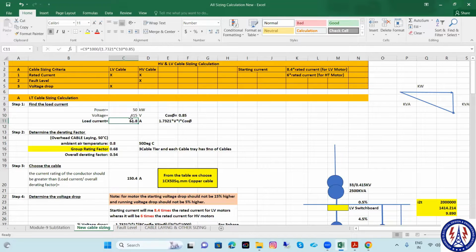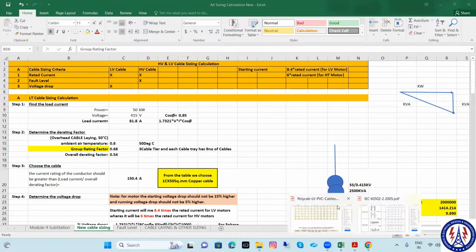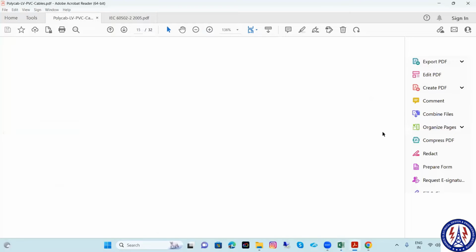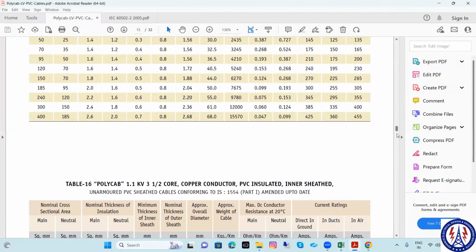As I told, suppose I am selecting a cable which can carry 100 ampere as per this load current requirement, but because of the derating, its current will change. Derating is nothing but the conditions. So I am assuming that this cable is laid overhead. So two factors will be available: air temperature and the group rating factor. These two factors will be applicable because it's an overhead condition.